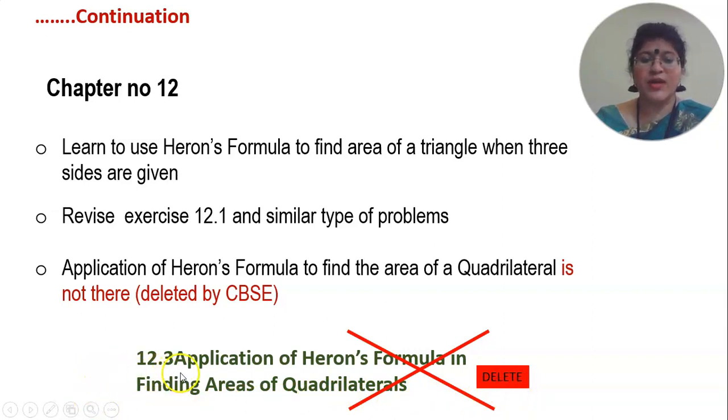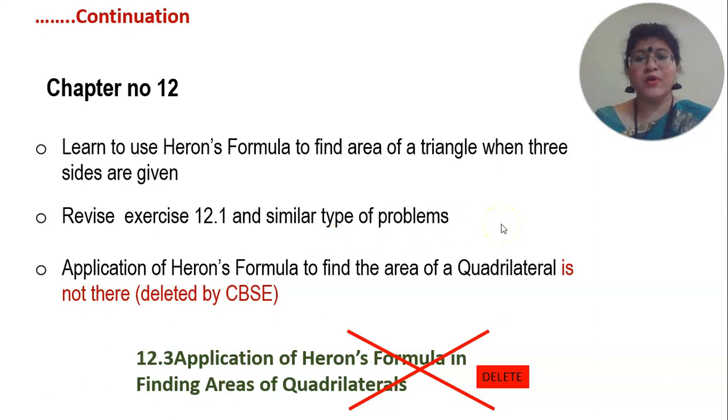Here it is mentioned 12.3 in the textbook. It is given as 12.3, application of Heron's formula. But if you look into the exercise, it is exercise 12.2. So you will not get questions in the exam where you have to find the area of a quadrilateral wherein you have to use Heron's formula.